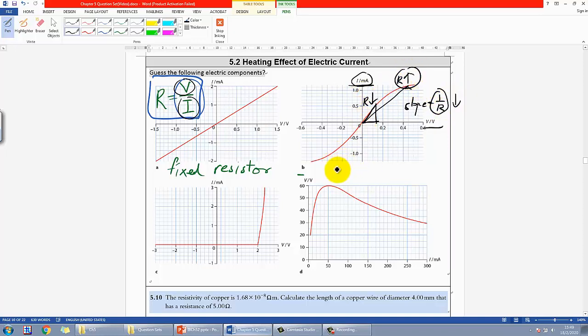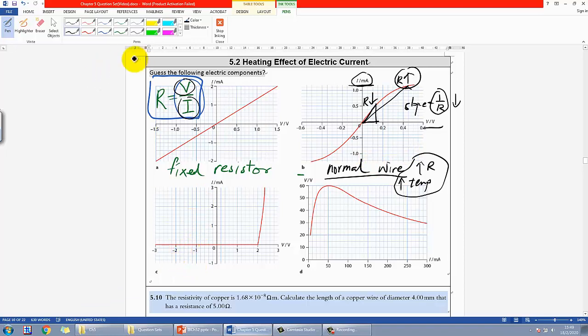Okay, so this is actually a normal wire. A normal wire will increase its resistance when temperature increases. So this is something that you should recall from what you learned in year 10.